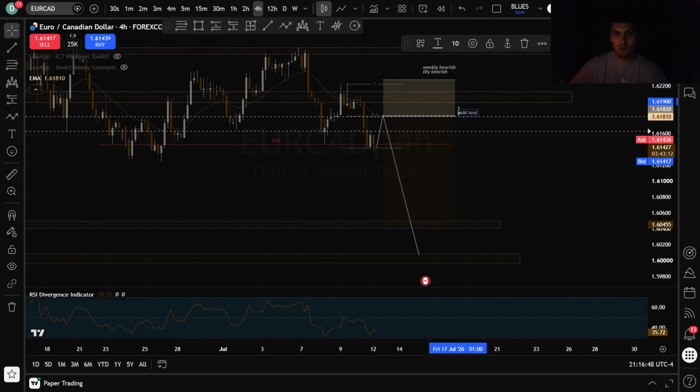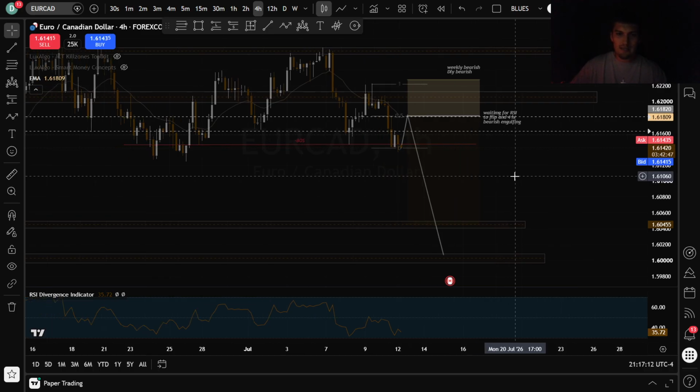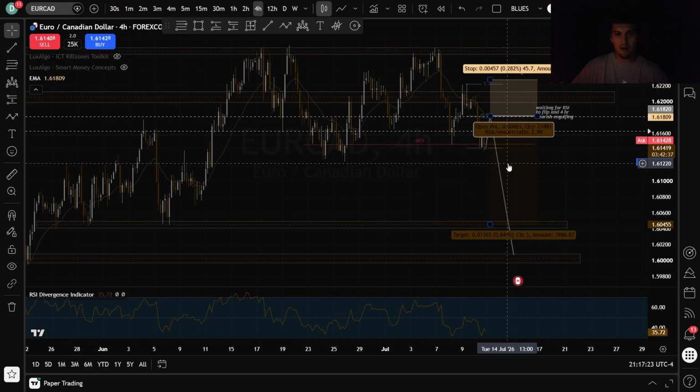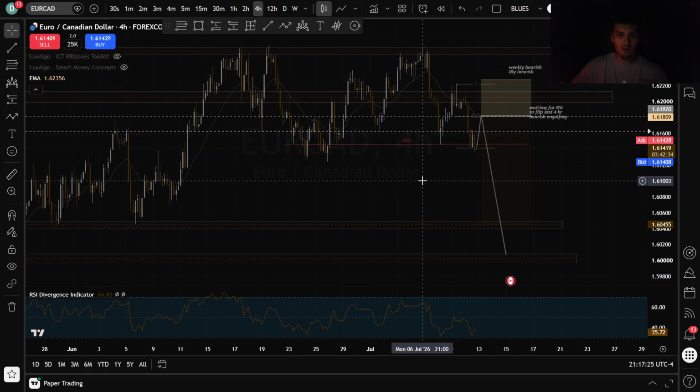So I'm going to add a little note saying waiting for our RSI to flip and 4-hour engulfing candlestick. So that's kind of what I'm waiting for. If that could happen, this would be a beautiful, beautiful trade. So we have our alert set, and hopefully this thing doesn't just go ahead and run.